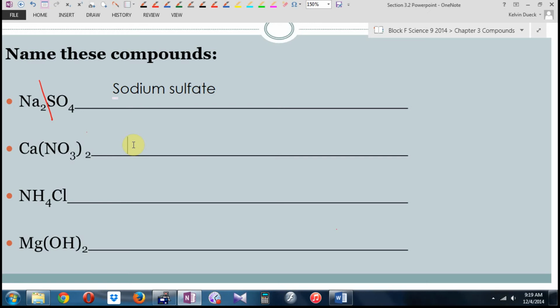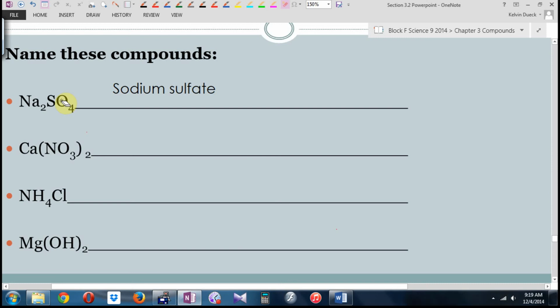By the way, how many atoms are in here grand total? Count with me. How many sodiums? 2. Remember that. How many S's? What number is sitting right down there? It's invisible. That makes 1. How many oxygens? 4. So grand total, this has 7 atoms. It's a bigger molecule now.